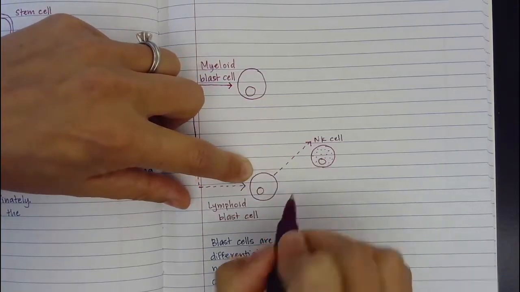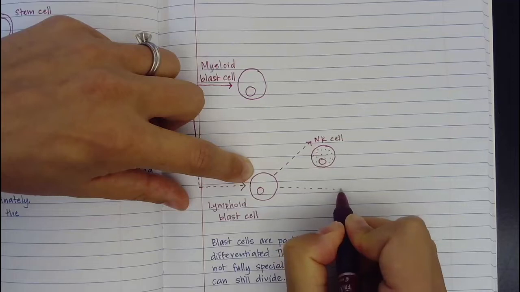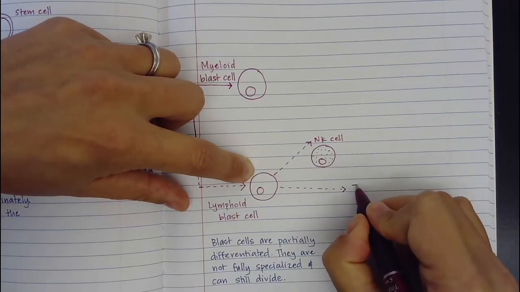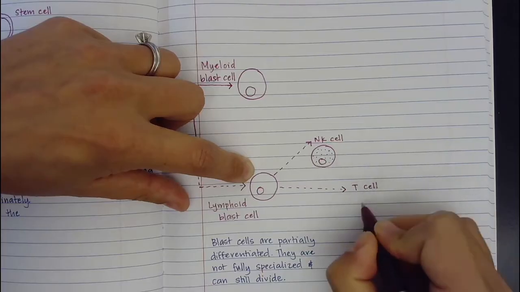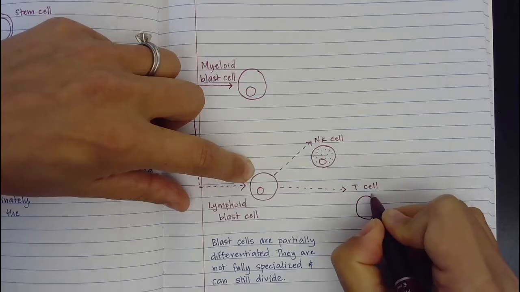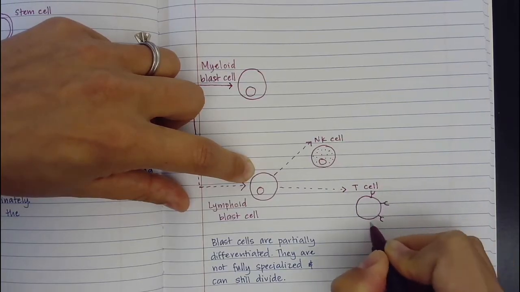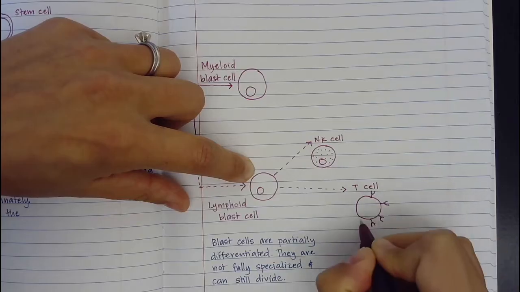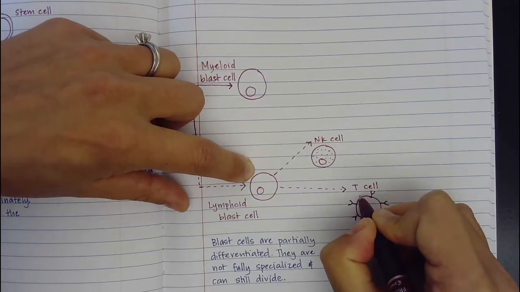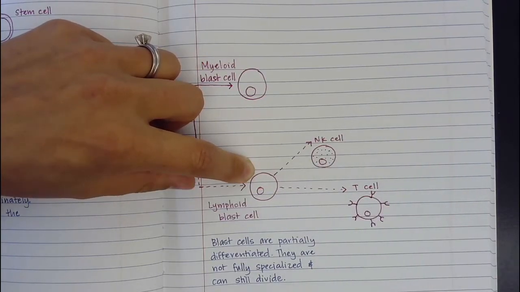Now, our other option is if different genes get turned on and off, you could end up with a T cell. And we're going to draw T cells like this. We're going to put these little receptors on them because T cells are responsible for identifying if there's something invading your body or if a cell does not belong. So those are going to be your T cells.